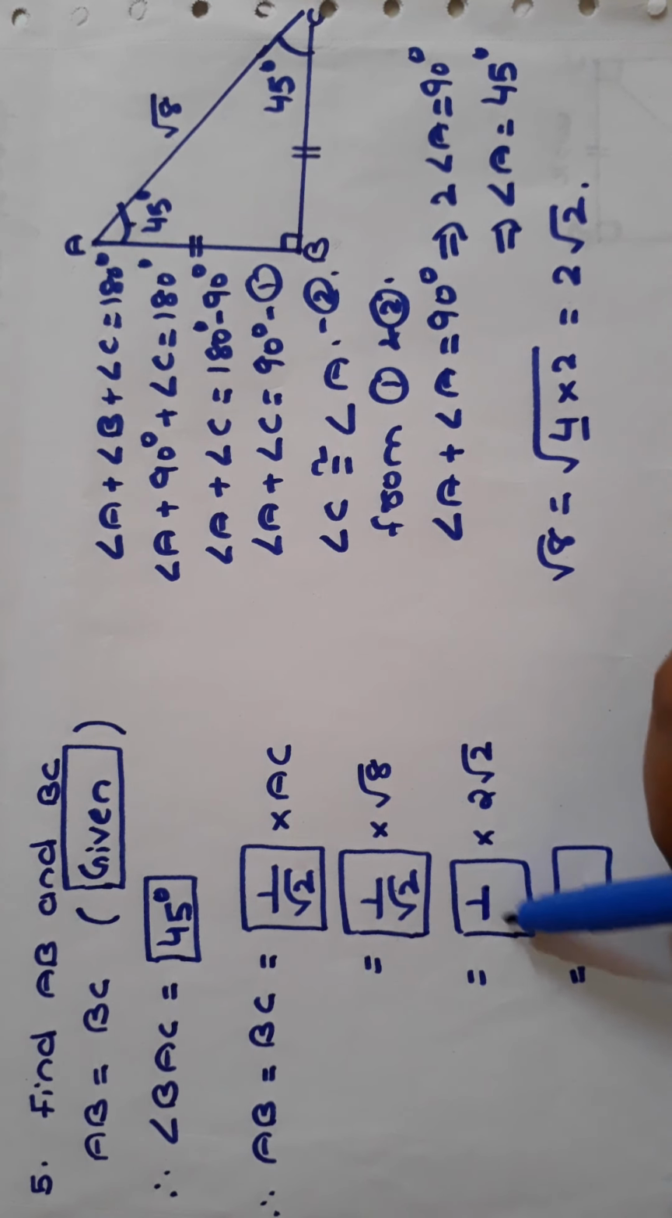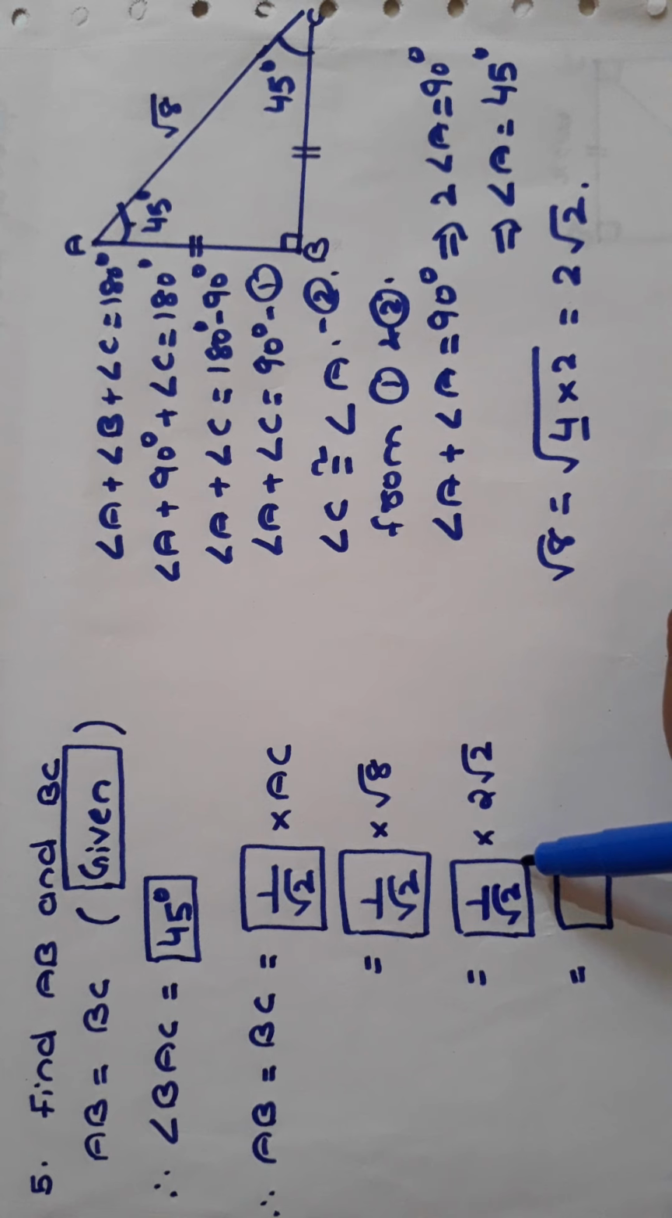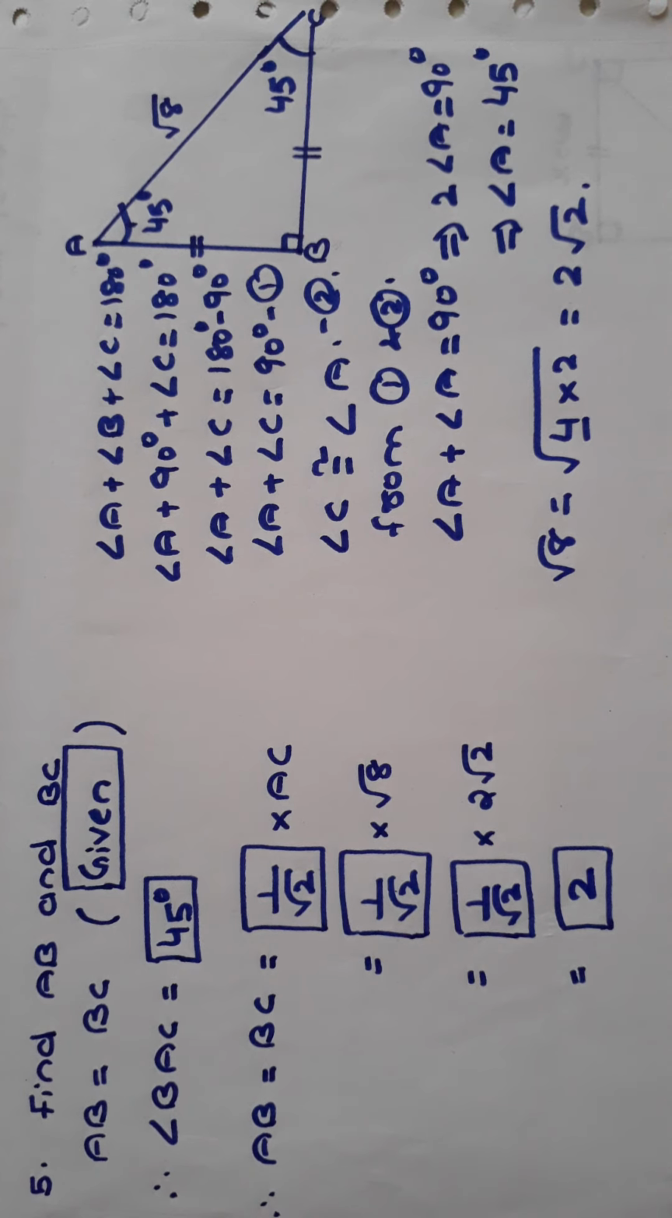Now this will be the same 1 by root 2 times 2 root 2. Now root 2 gets cancelled out, so the answer is 2. So that means AB is equal to BC is equal to 2 units.